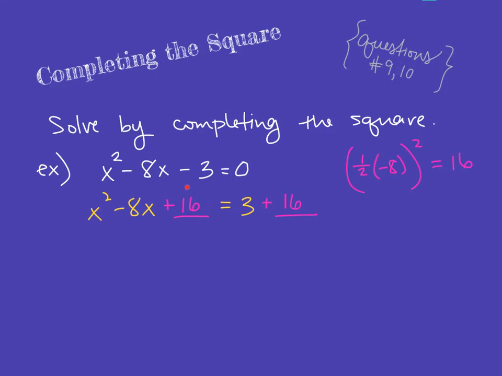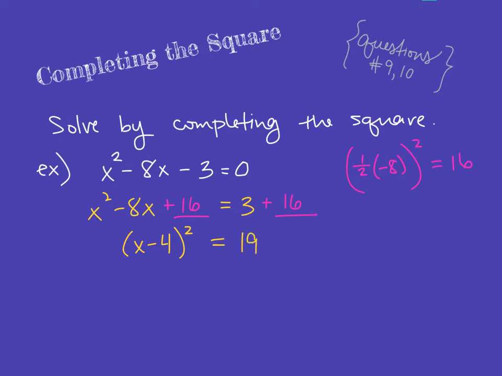Now we have a perfect square trinomial here. 2 numbers that multiply to 16 that add to -8 are -4 and -4. So we can write this as x minus 4, or x minus 4 squared. That's why we do it. And on this side, we'll have 19. Now we need to solve.